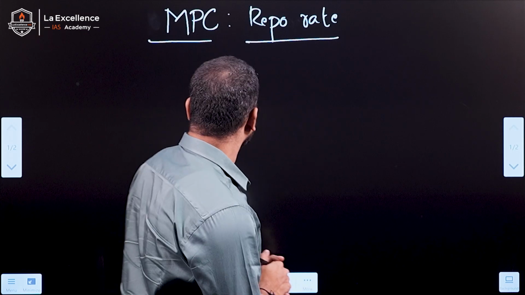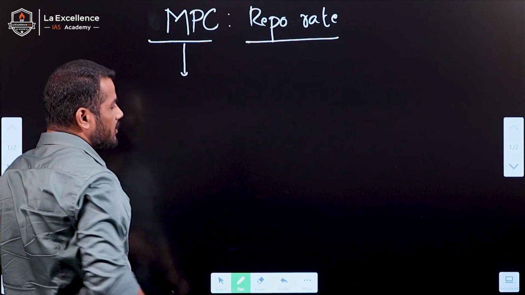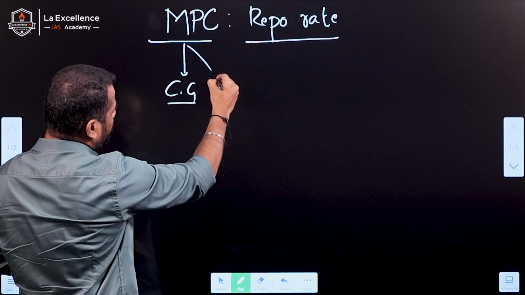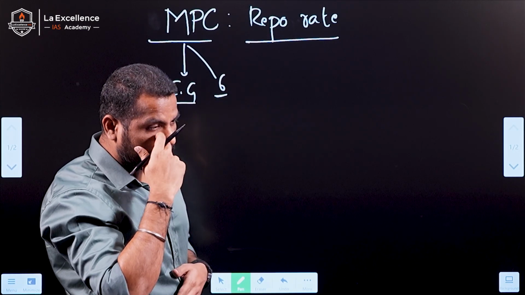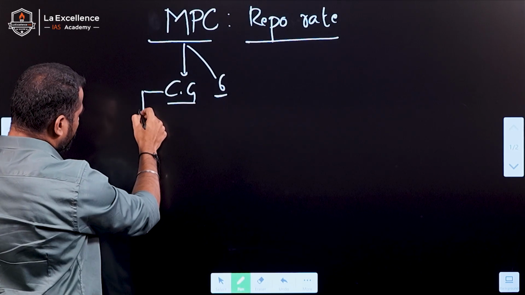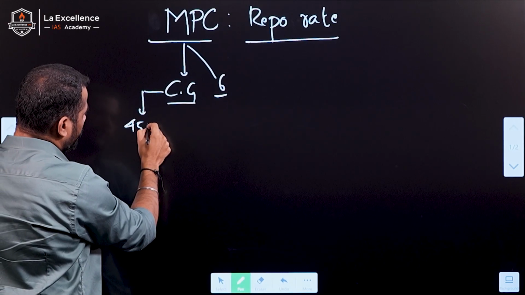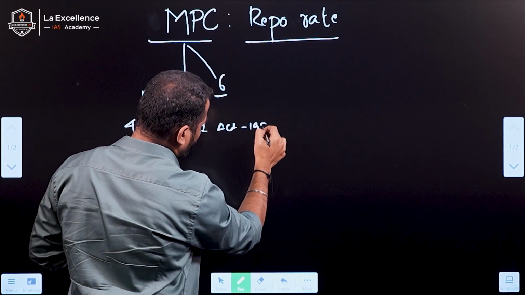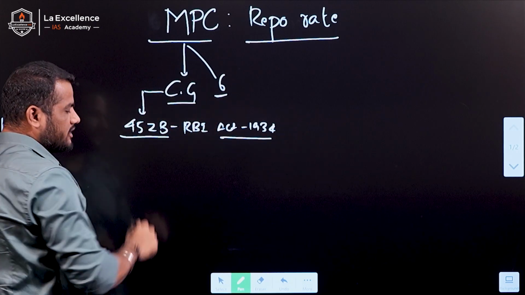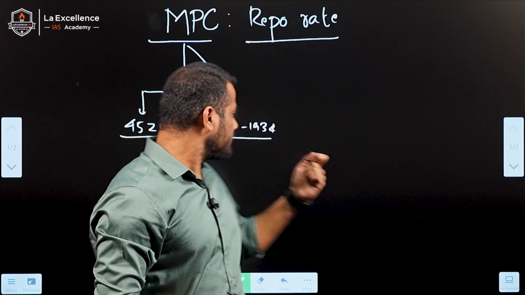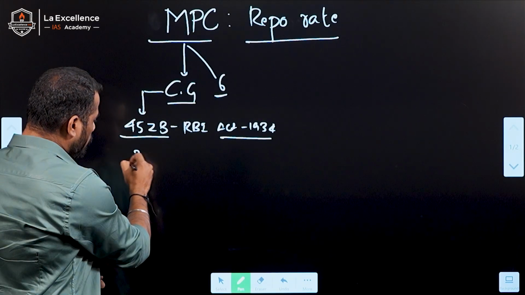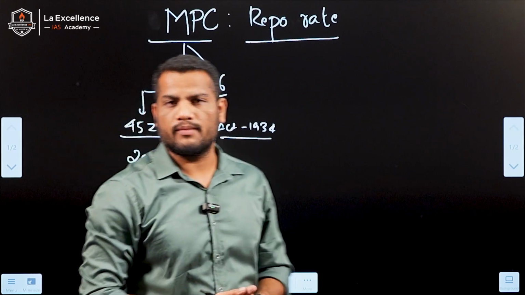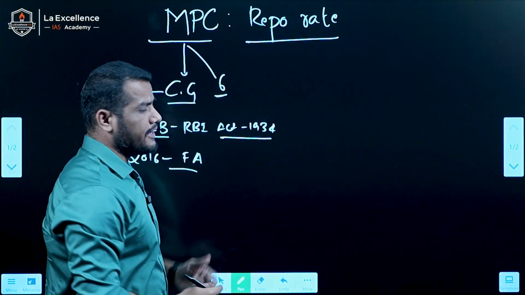Let us begin. The Monetary Policy Committee is constituted by the central government. It is a 6-member body. The central government constitutes this body under Section 45ZB of the RBI Act of 1934. This section 45ZB was inserted into the Act in 2016 through the Finance Act, and it gives the central government the power to constitute the MPC.